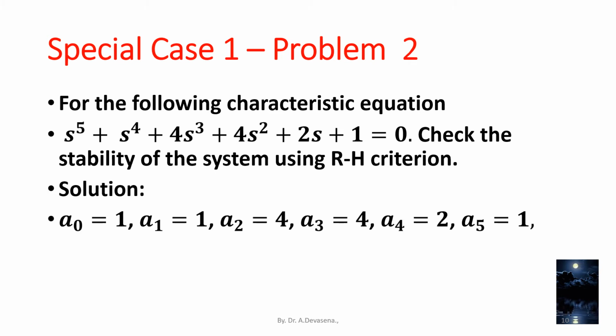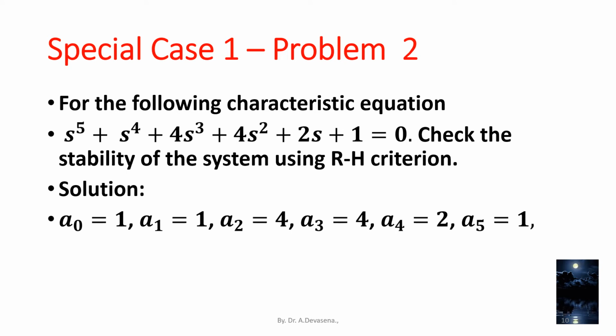The given equation has the highest power s power 5. So we have to calculate the values of the coefficients with the help of the characteristic equation. Coefficient of s power 5 is a0. a0 is equal to 1. Coefficient of s power 4 is a1. a1 is equal to 1. Coefficient of s cube is a2. a2 is equal to 4.